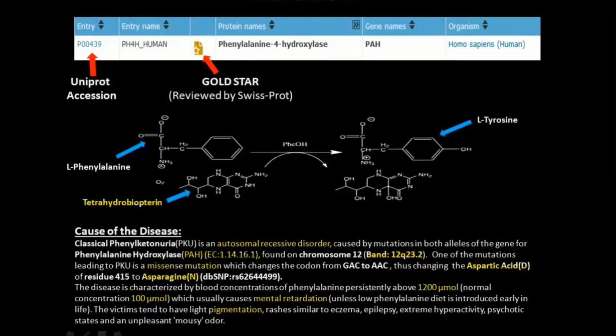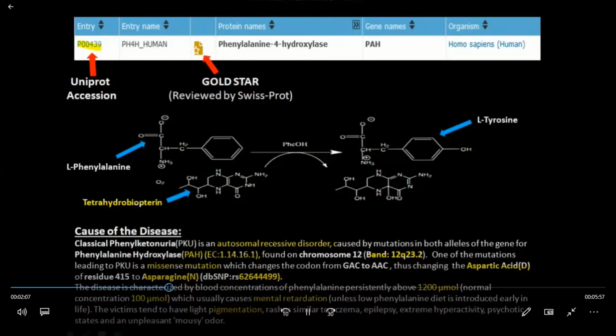In the dbSNP database, this can be found under the entry rs62644499. The PAH gene can be found in the UniProt database under the accession number P00439 and the entry name PH4H_HUMAN.